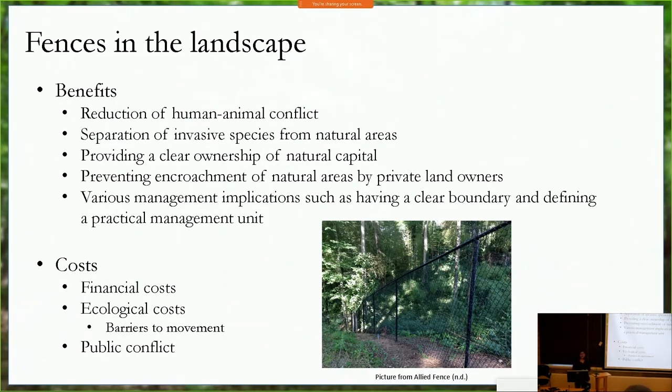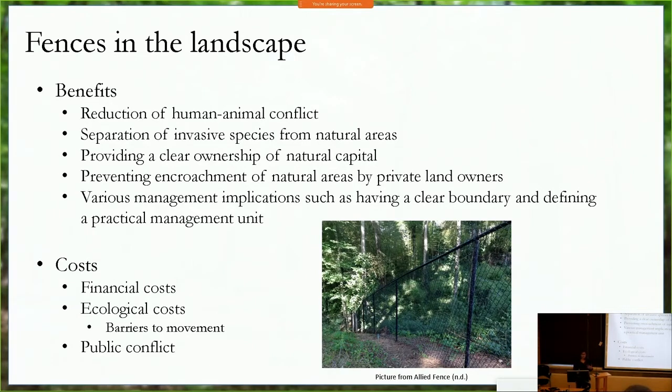Fences are used for various reasons in a landscape, some of them being reducing human-animal conflict, separating invasive species from natural areas, providing a clear ownership of natural capital. For example, various municipalities and other government bodies would use this as a way to separate public land from natural land, as well as creating management units that are easier to implement their strategies on.